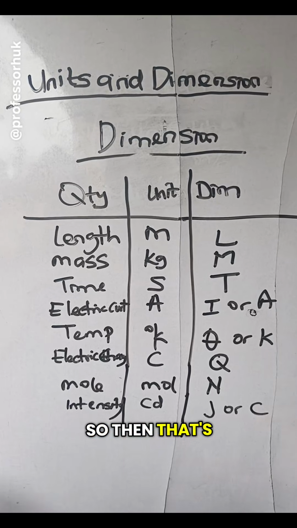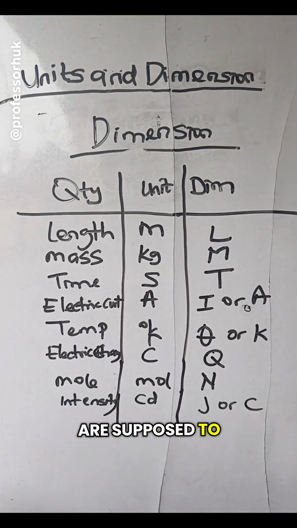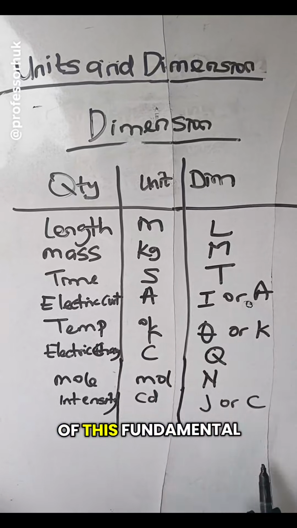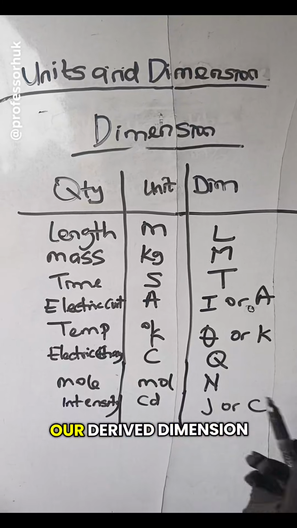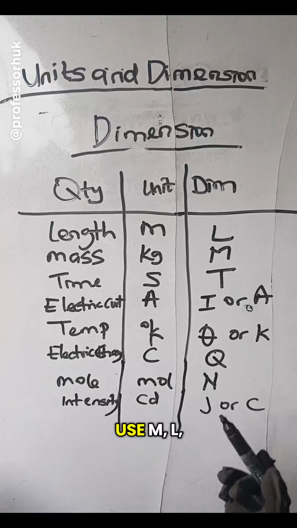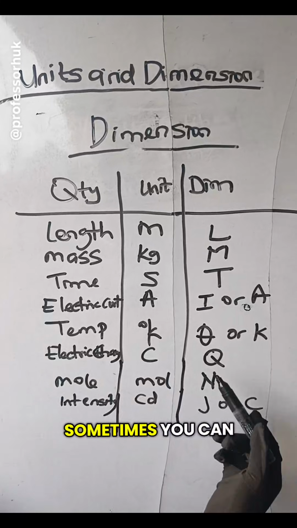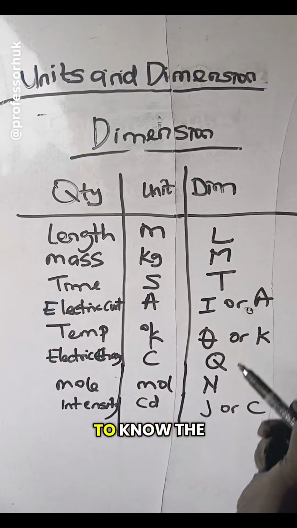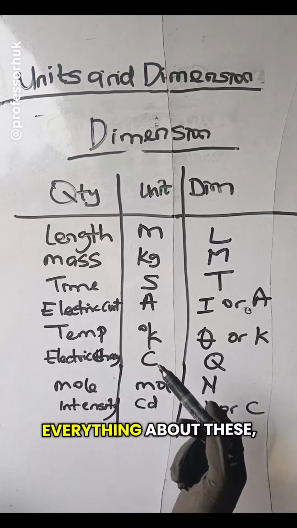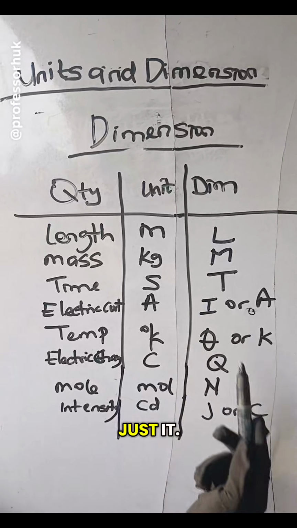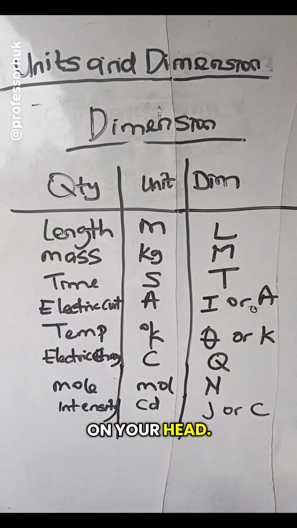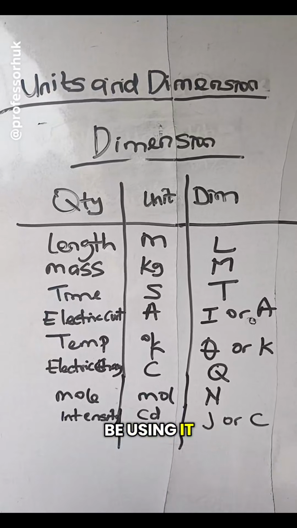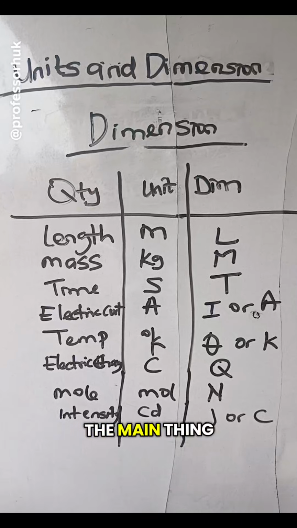So then that's when we are supposed to move on to derived dimension. We use each of these fundamental dimensions to get our derived dimension, and we mostly use MLT. But sometimes you can see all this in your question, so you need to know the dimension. Everything about these fundamental quantities is just eight, so you need to know them by heart. I mean the fundamental quantities, their units and their dimensions. We're going to be using it a lot. That's the main thing in this topic.